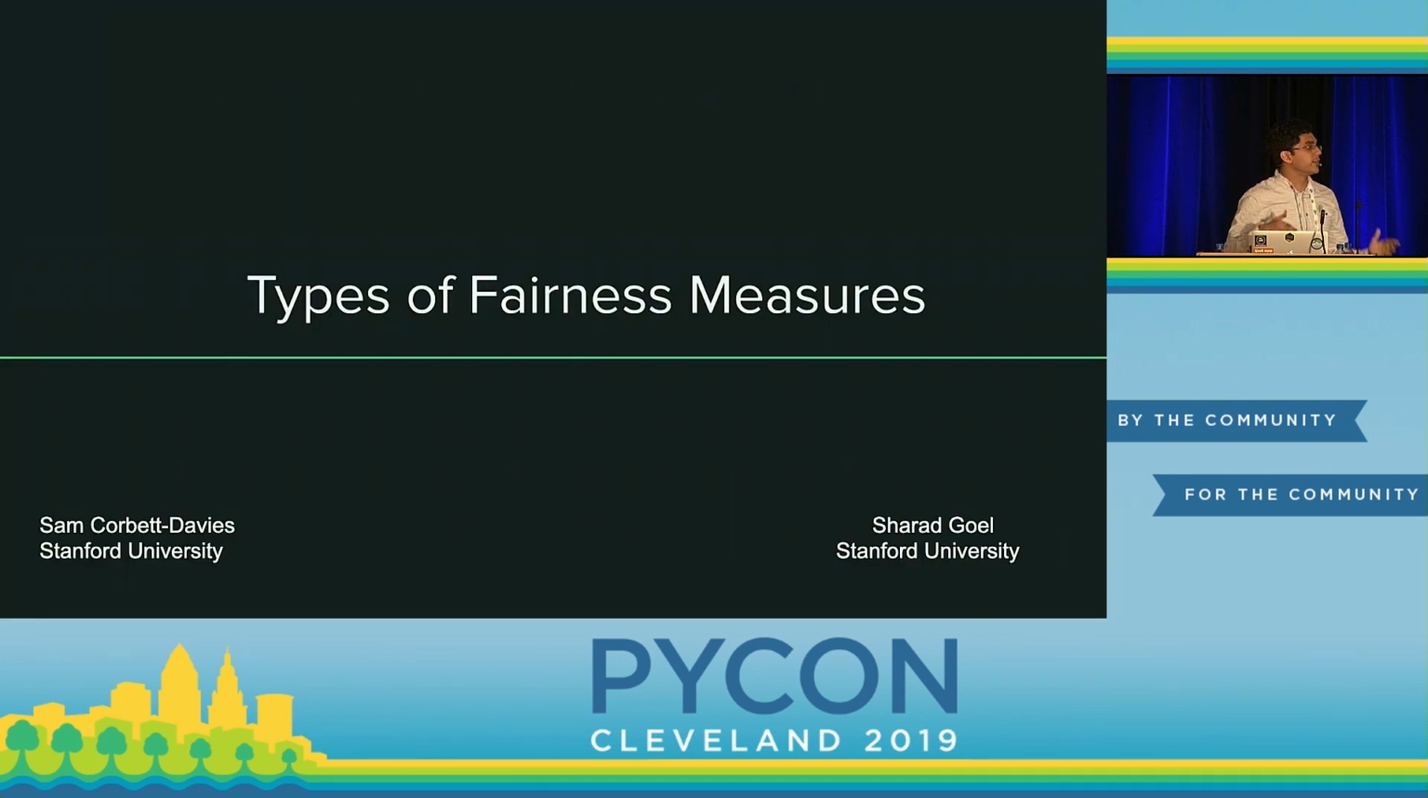So let's talk about the different types of fairness measures. These are the mathematical definitions, and I will talk about what they are and some of their big weaknesses. This is based on work by two Stanford researchers, Sam Corbett-Davies and Sharad Goel, and on their paper, Measures and Mismeasures of Fairness, which this talk's title is based on.